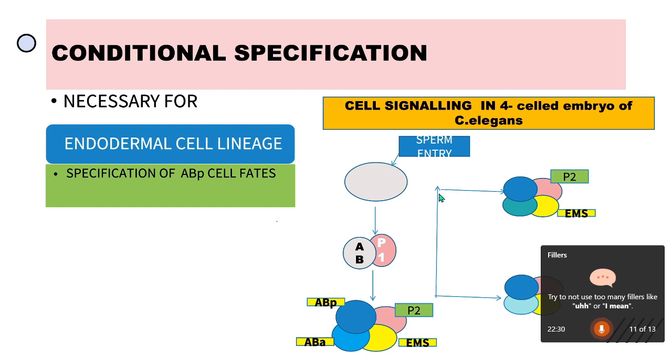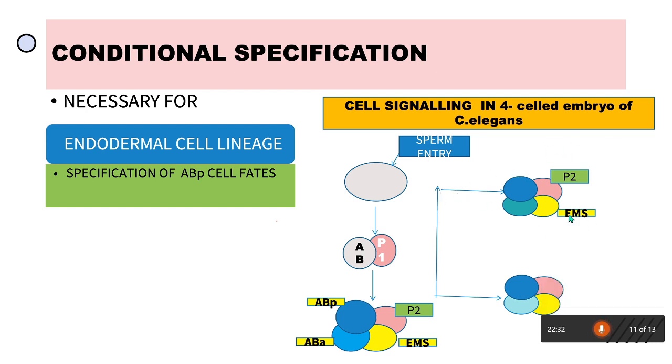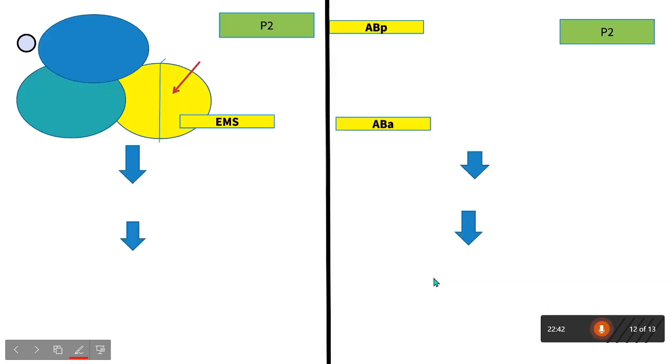That is why I have given the two conditional specifications here: endodermal cell lineage fate determination and specification of ABP cell fates. Looking into detail of the endodermal cell lineage, here we can see P2 and EMS. How does that specification occur? We have already said conditional specification. So an external signal must be given to the EMS cell for its fate. That is, the fate ultimately will be either endodermal cells or mesodermal cells.